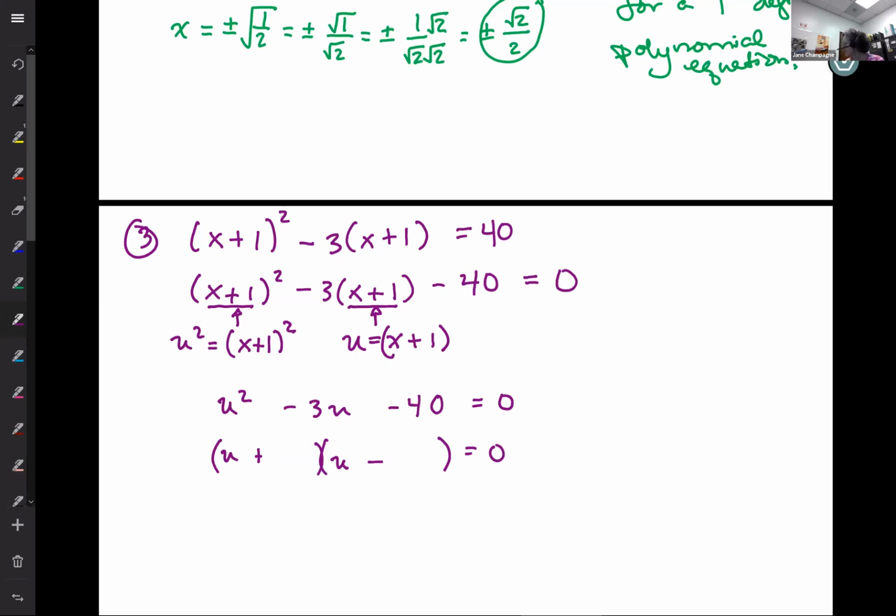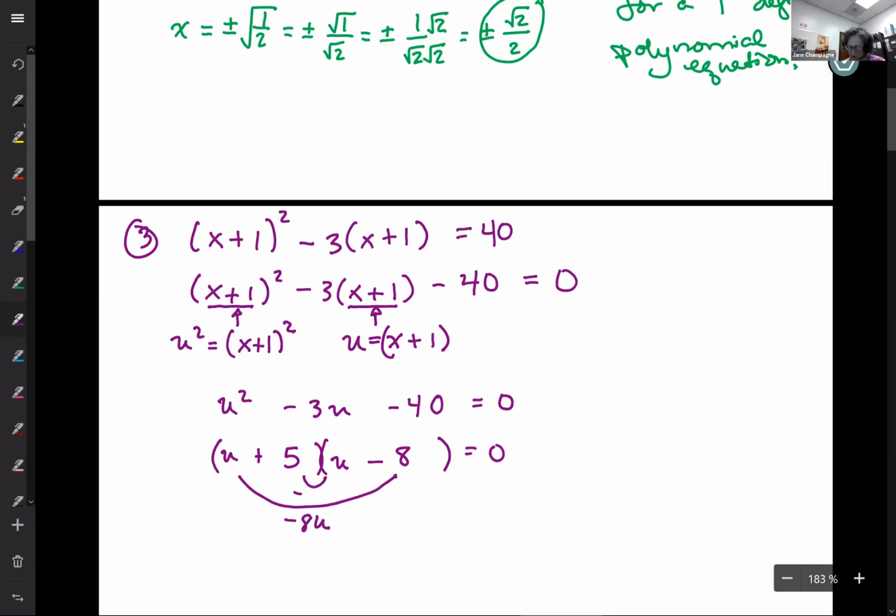Can you type what you think those two numbers are in the chat? Eight and 5, you got it. And the bigger number needs to be negative to get minus 3 when you combine them, right? Minus 8u plus 5u gives you minus 3u.